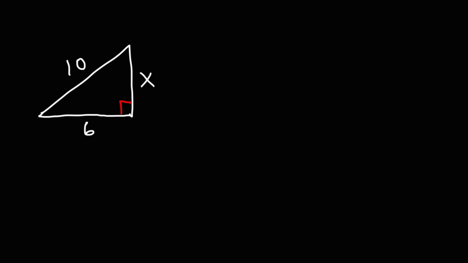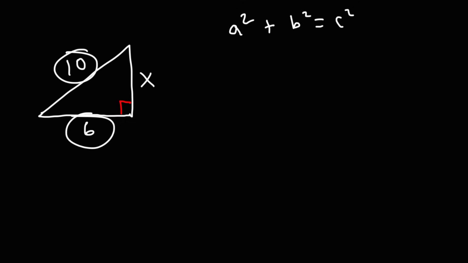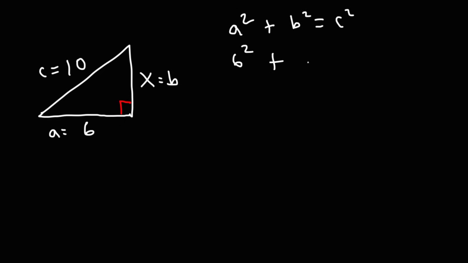To find the missing side, we could use something called the Pythagorean Theorem, which states that a squared plus b squared is equal to c squared. Now, which of these numbers represent A, which one is B, which one is C? C is the longest of the three sides. It's the hypotenuse. It's across the 90-degree angle. So C is 10. Now for the other two, it doesn't really matter what you make them. So we could set A to 6 and we can make X equal to B. So let's replace A with 6, B with X, and C with 10.